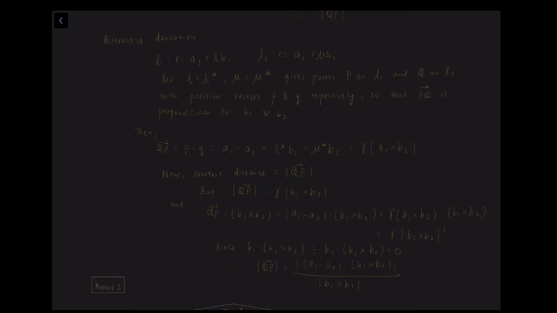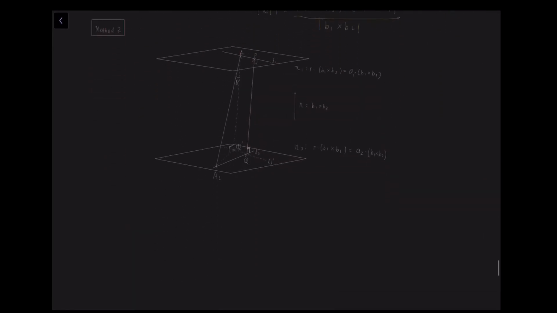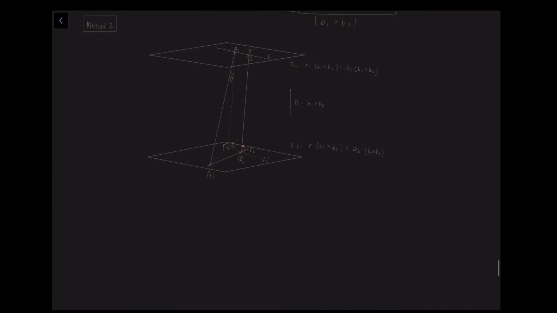So let us look at another method of finding the perpendicular distance between two skew lines. Let us look at the second method. It is kind of the same as the first method, but the use of the formula is a bit different. In this case, the common normal vector n to the planes pi1 and pi2 must be perpendicular to b1 and b2. Thus, n is parallel to b1 cross b2.